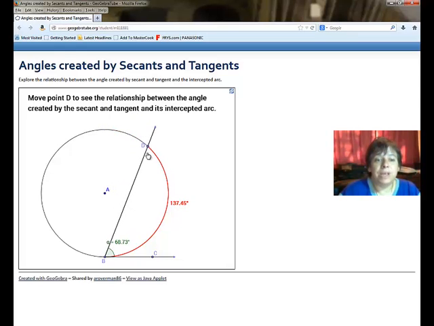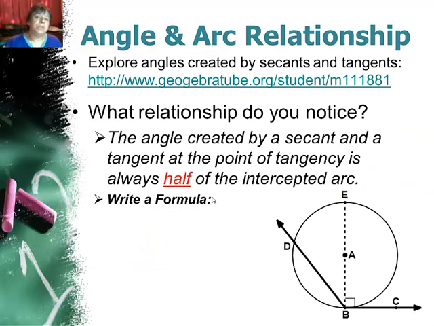Sliding it in further, it gets smaller and smaller, but this is still always half of that. So here you go. Let's say it's about 62 degrees. There it is, 31. Whether it's acute, right, or obtuse, that relationship stays the same. This angle here, which is in green, is always half of the intercepted arc. So what relationship did you notice?